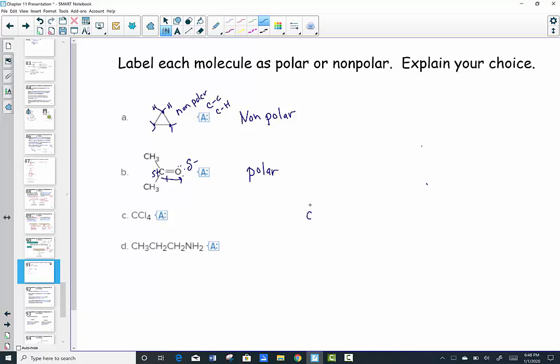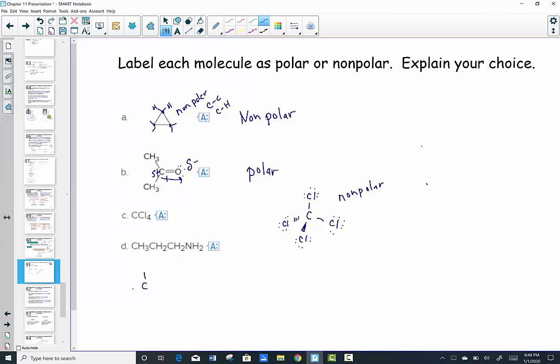Letter C, I drew just a moment ago, carbon tetrachloride. And since all of the chlorines are exactly the same in all 4 directions from that particular central atom carbon, there's nothing unique about the structure in any particular direction. It's perfectly symmetrical, meaning it's an equal distribution, so nonpolar.